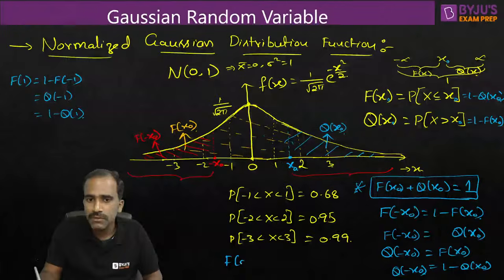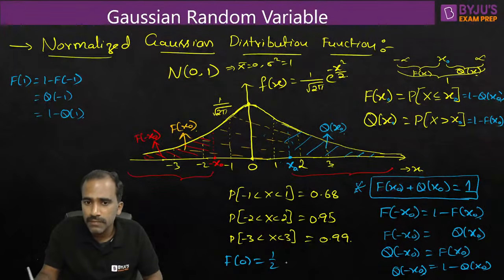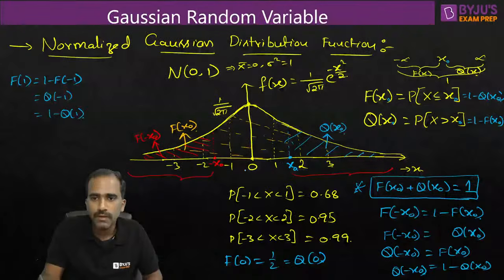What is F of 0? F of 0 means area from minus infinity to 0. How much is that? Total area is 1. Half of that area is half only. It is also the same as Q of 0. Very simple stuff. Q function area. Q of 0 means area from 0 to infinity. Area from 0 to infinity is also half.